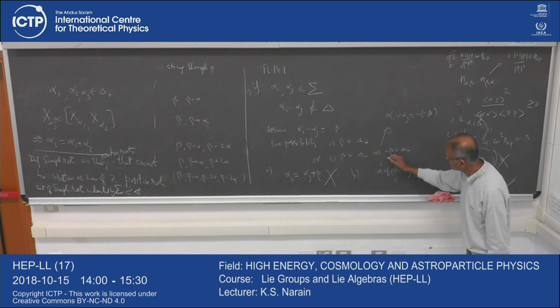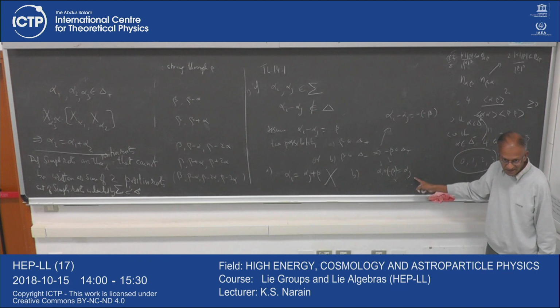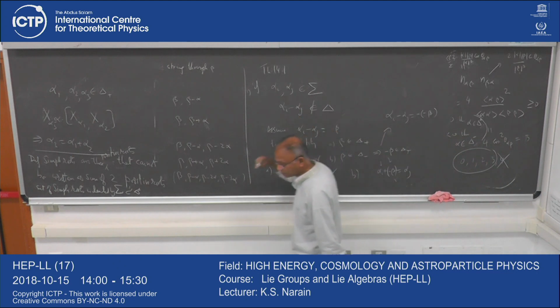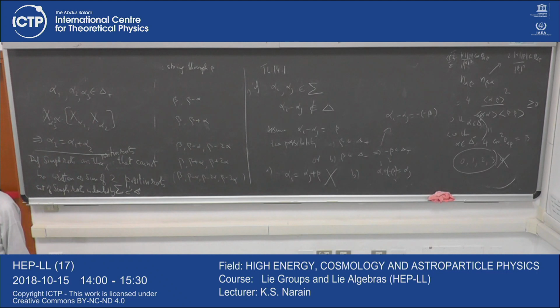This is a positive root, this is a positive root, so we have the sum of two positive roots equal to this, but this is a simple root, so it cannot be. So this is a very important point. This alpha i minus alpha j cannot belong to the roots, anyway.